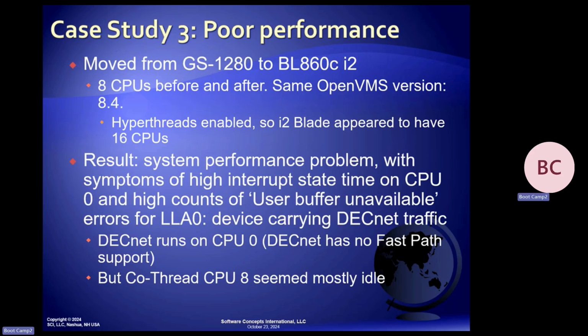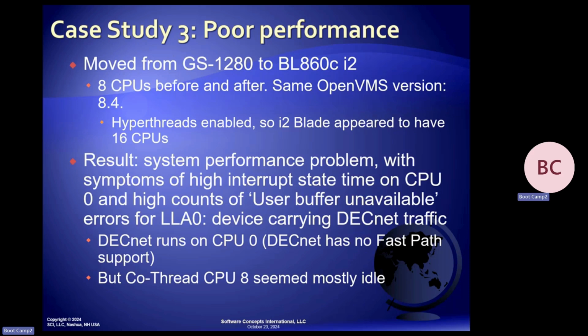All right, now here's another case study. In this case, the customer moved from a GS1280 Alpha system to an Integrity server i2. They had 8 CPUs both before and after. Now, of course, hyperthreads were enabled, as it seems to be by default when you get the box from the vendor. And so it looked like it had 16 CPUs, so that would sound like it was even better. But they had performance problems.